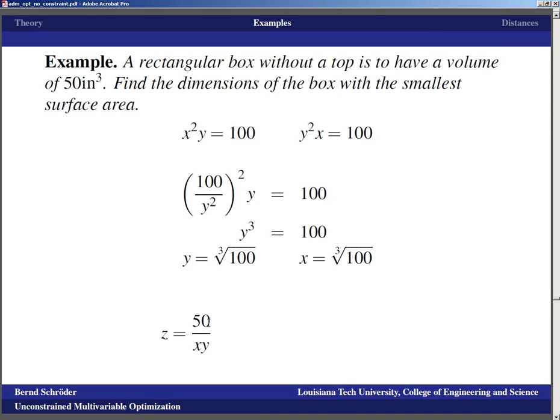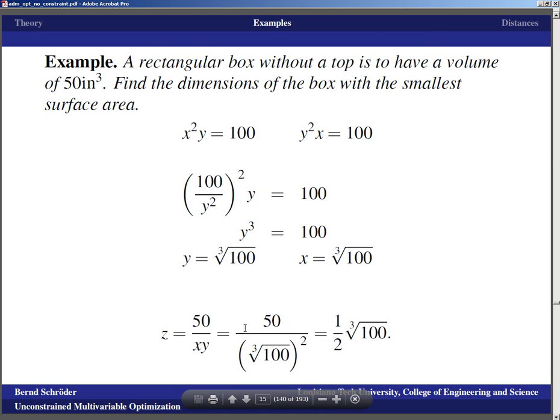And z then, of course, is 50 over x times y, so that would be 50 over the third root of 100 squared. And that would mean, because 50 is, of course, half of 100, I can multiply top and bottom by 2. That gives me 100 on top and a 1/2 out front, and 100 over 100 to the 2/3 is 100 to the 1/3, and that is the third root of 100.